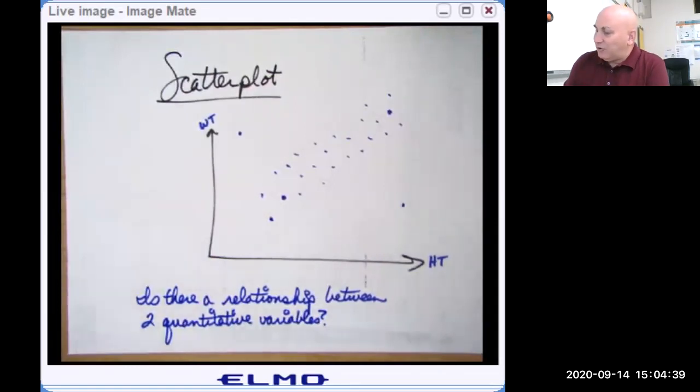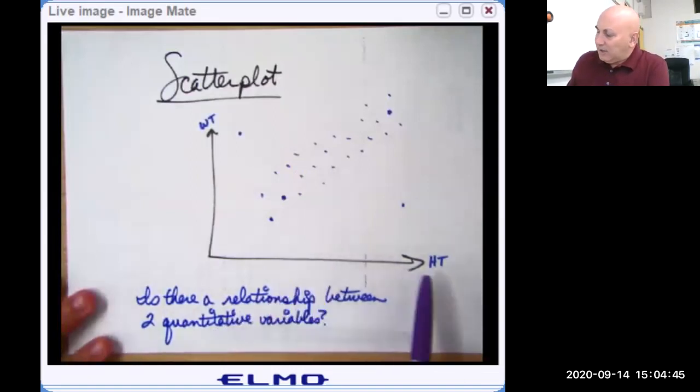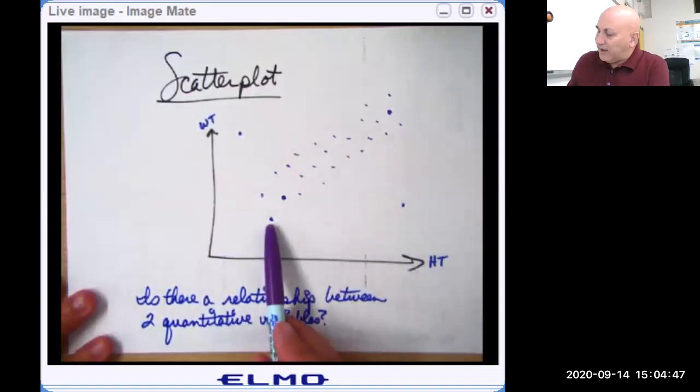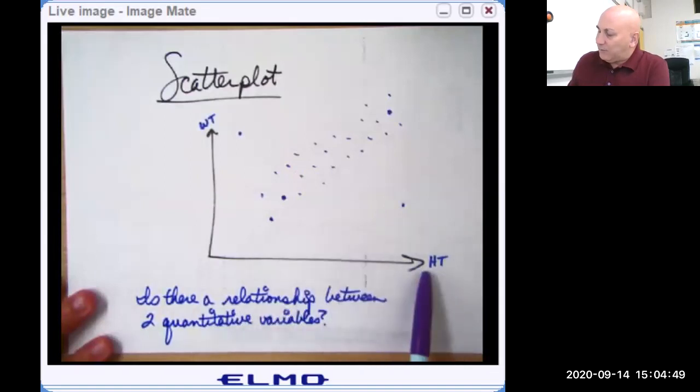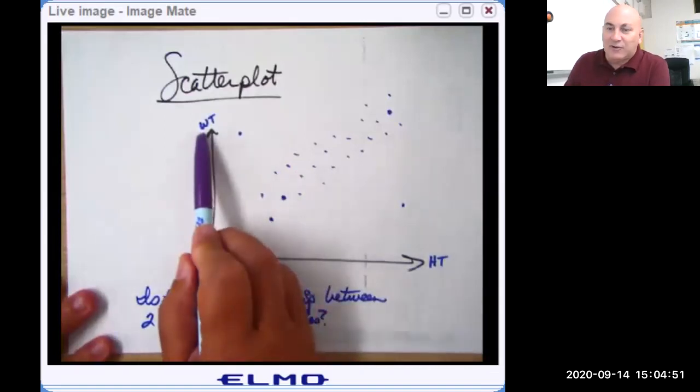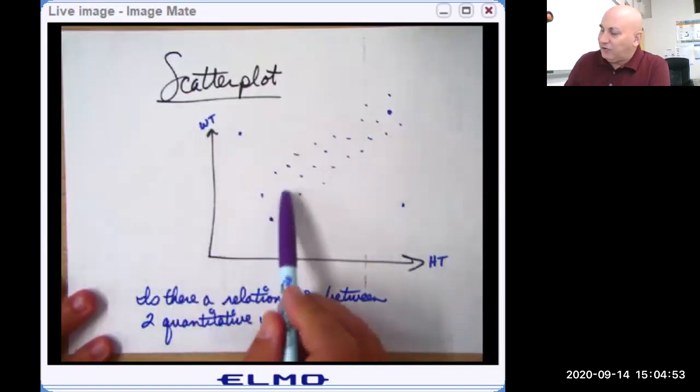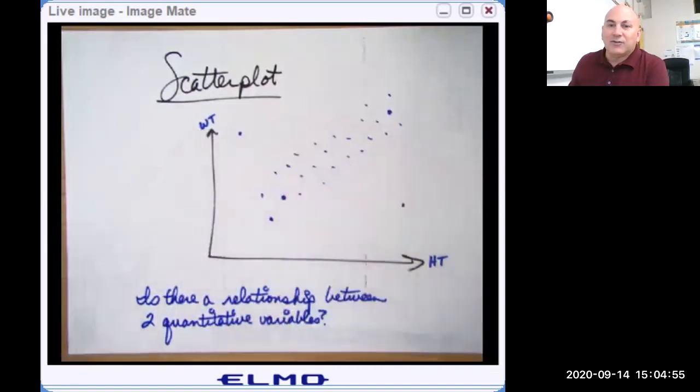But for right now, we just want to know that a scatter plot is for quantitative variables. The x coordinate is one of those variables, and the y coordinate is the other variable. And each data point is one, whatever it is you're measuring with those two variables.